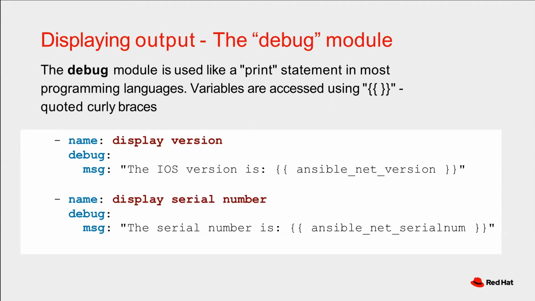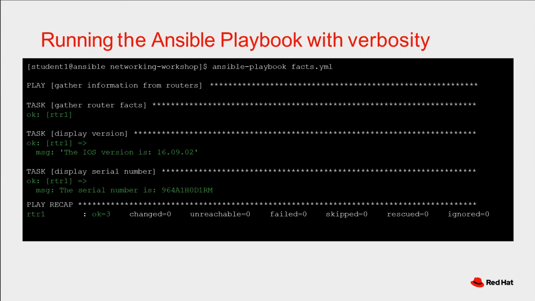And then if we wanted to output this information, say if we're generating something that we're going to put into a report, we can use the debug option. And the debug option allows us to output messages to the standard output or into the log if we're using Tower. And so then we can use variables here to output different parts of the Ansible facts that we collected.